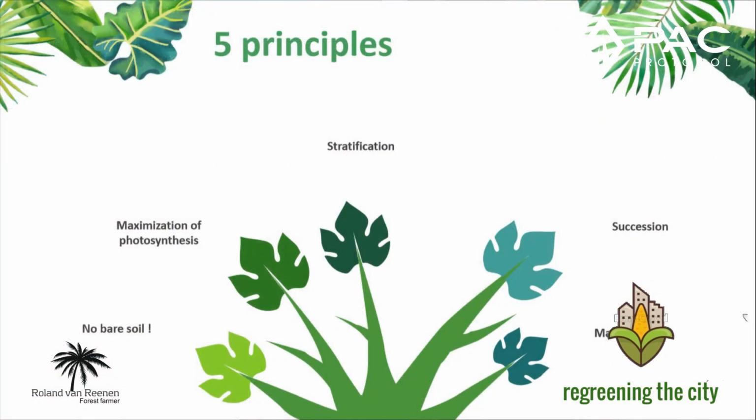It's going to guide you very well, and it's going to work magic in your farms if you use these 5 principles, and it's a must to use them. The first one, I'll just go through them, then I'll explain later. The first one is no bare soil. Keep your soil covered at all times. The second one is maximization of photosynthesis. The third one is stratification. The fourth one is succession, and the last one is management. Now we go back to the first one.